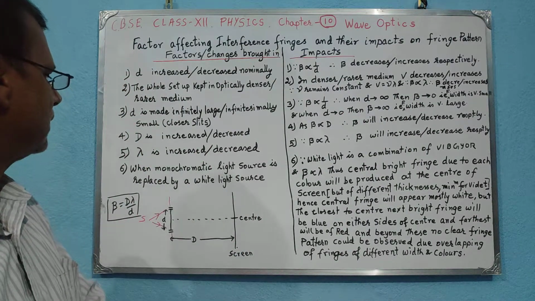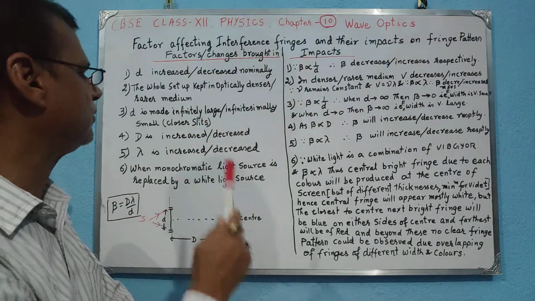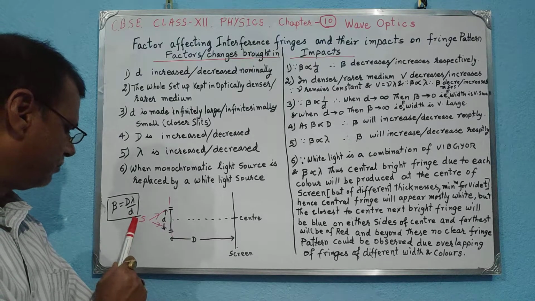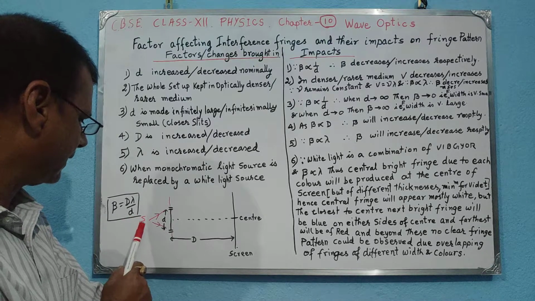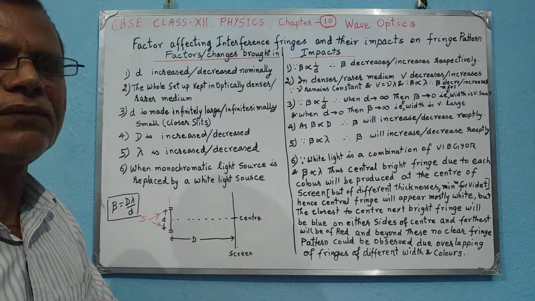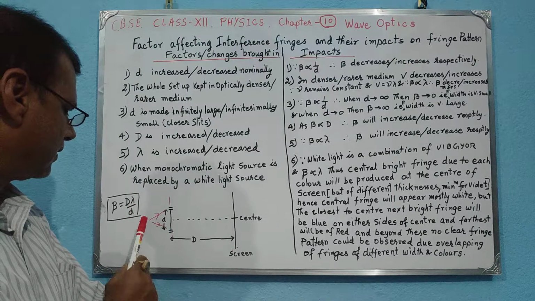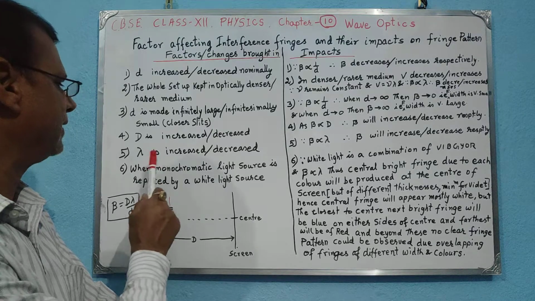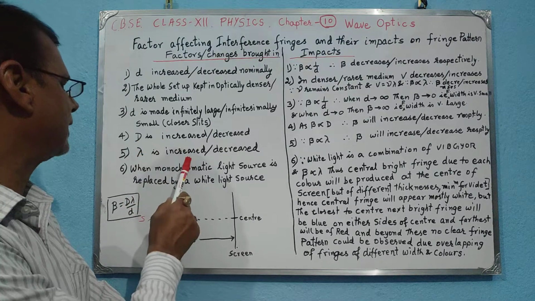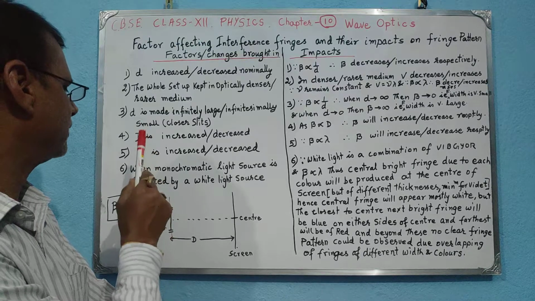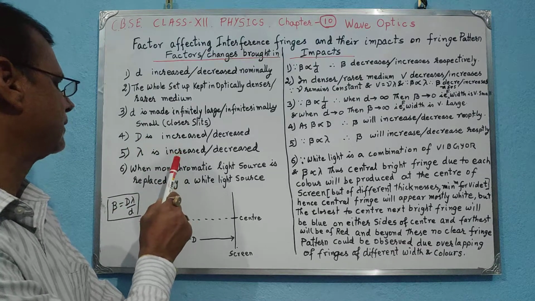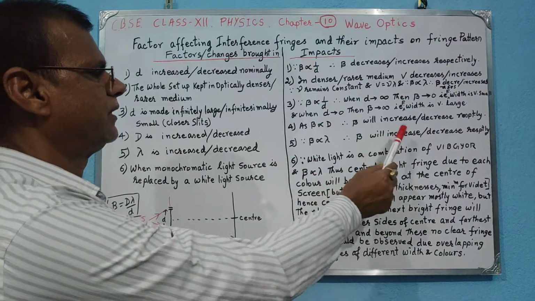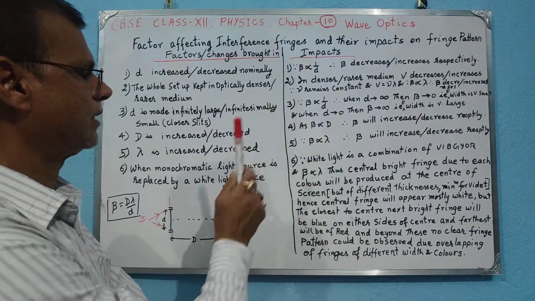Now we talk about another factor, if lambda is increased or decreased. If the lambda is increased or decreased, it means the monochromatic source of light is sending some light wave. If we change the wavelength of the source, meaning we use a different source of monochromatic light having a different wavelength, and it is greater than the previous light used, then lambda is increased, and in that case the fringe width will also increase because fringe width is directly proportional to lambda.